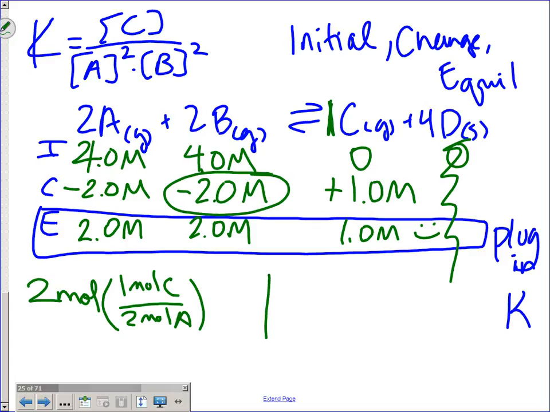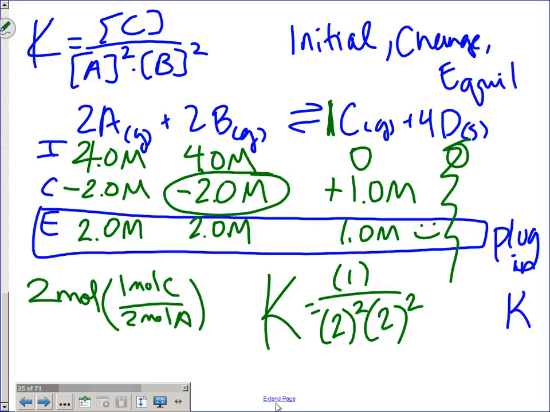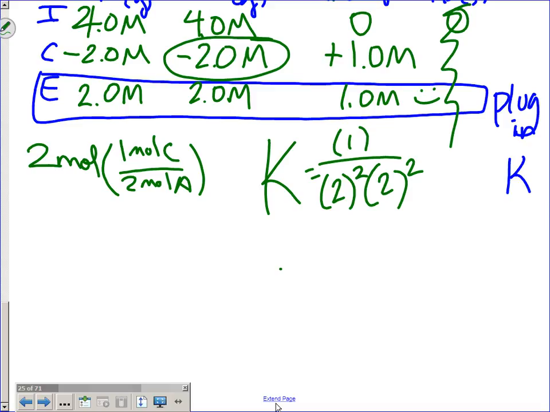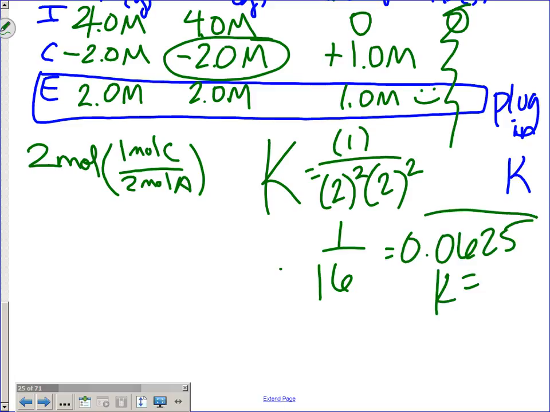And so, let's plug this into K. What goes in the numerator of K? What value? 1, okay, over 2 squared for A times 2 squared for B. So, what's 2 squared times 2 squared? 16. So 4 times 4 is 16. So what's 1/16? 0.0625. Good. So K is less than 1. Who's favored? Reactants. Good. That's an interesting one because it's going to take us some time to get from I, initial, to E, equilibrium. We'll do another one like that shortly.